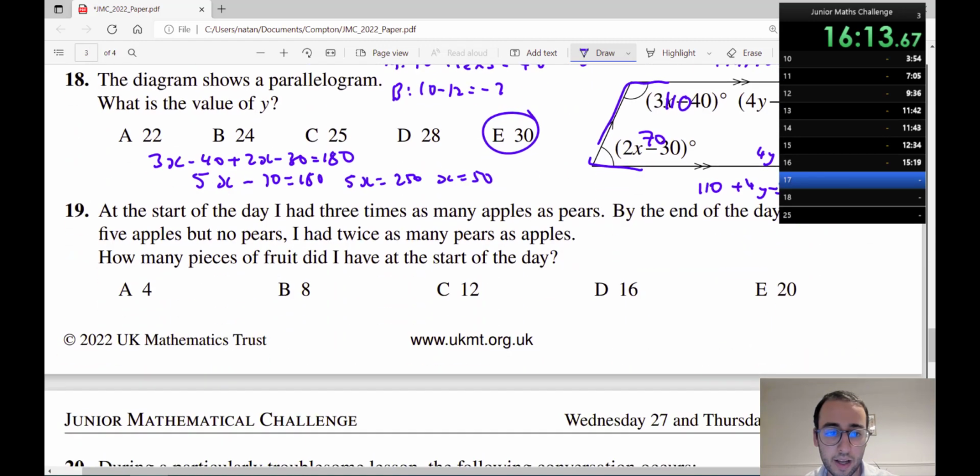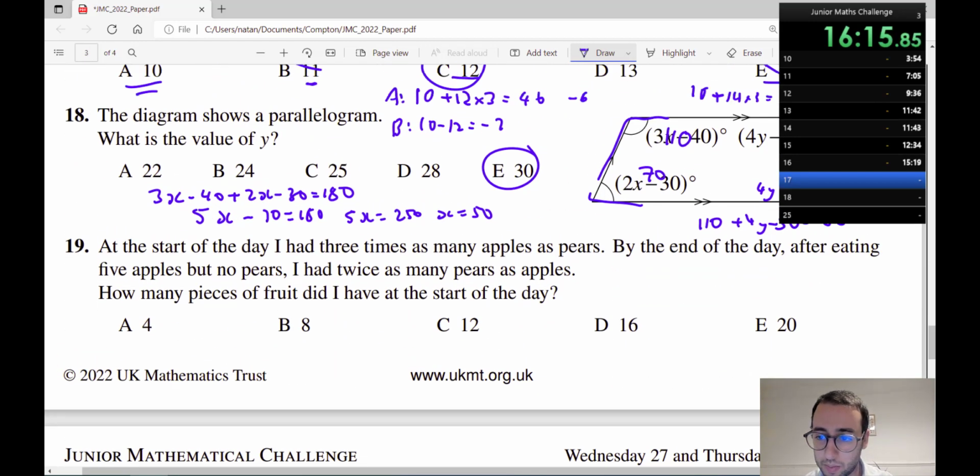Yeah, I read that. Okay, 19. I had 3 times as many apples as pears. By the end of the day, after eating 5 apples but no pears, I had twice as many pears as apples. What? Okay, 3 times as many apples as pears. If I had 1 pear, I had 3 apples. By the end of the day, after eating 5 apples but no pears, I had twice as many pears as apples.